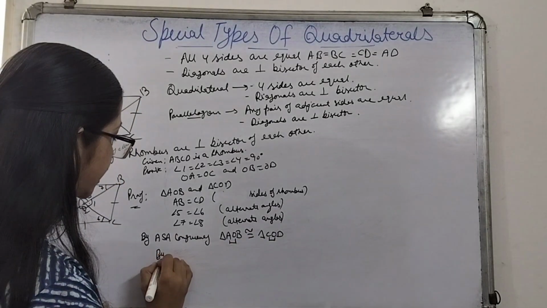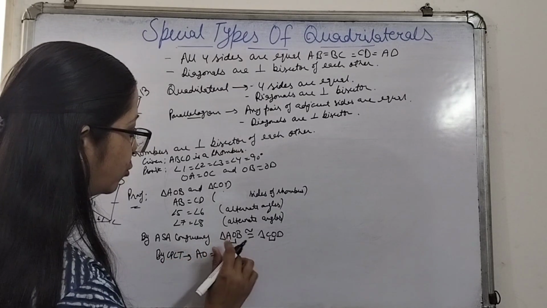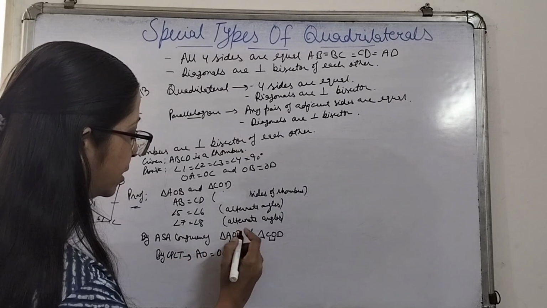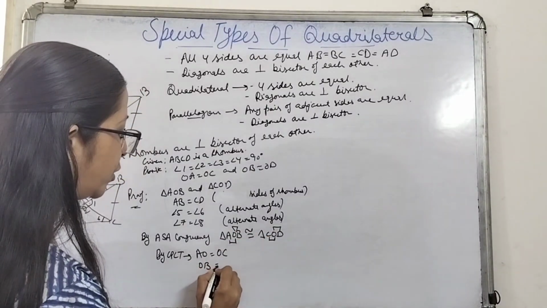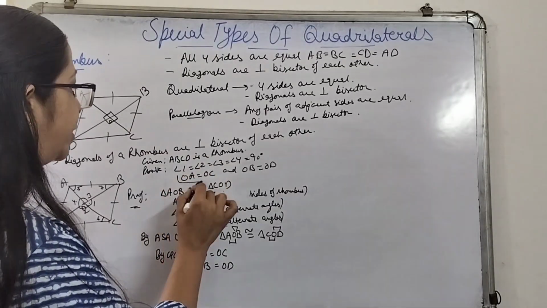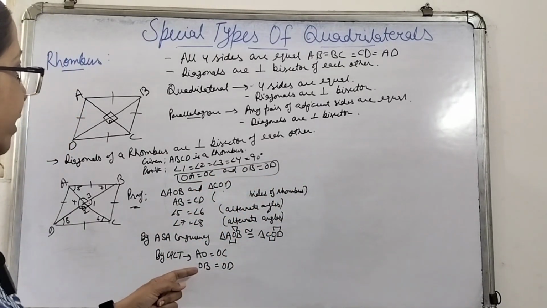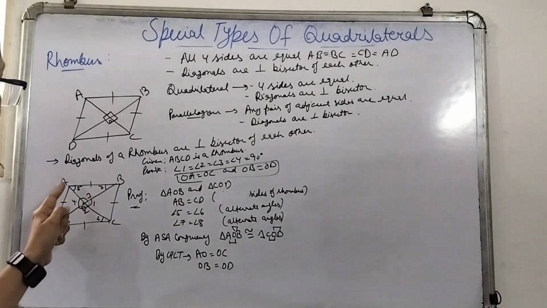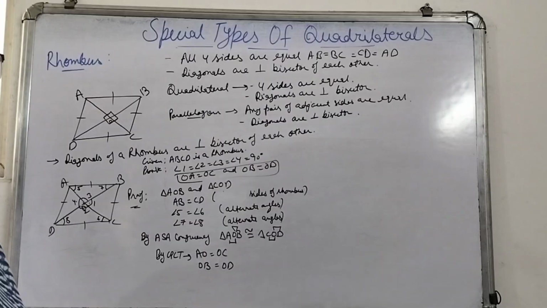So by CPCT we can conclude that AO will be equivalent to OC and OB will be equivalent to OD. The corresponding parts will be equal. So one thing we have proved is that OA is equivalent to OC and OB is equivalent to OD. Now what we need to prove is that the diagonals are bisecting at 90 degrees. These angles are 90 degrees. This we need to prove.